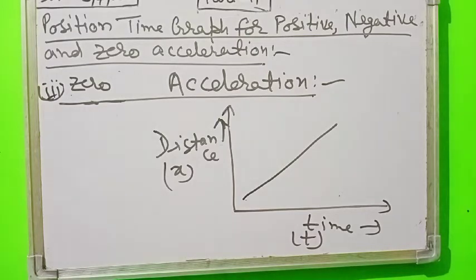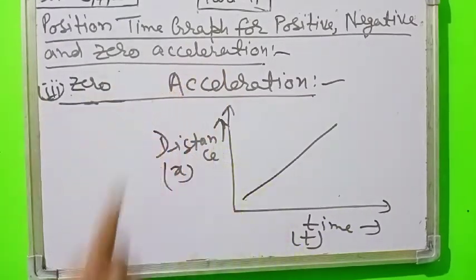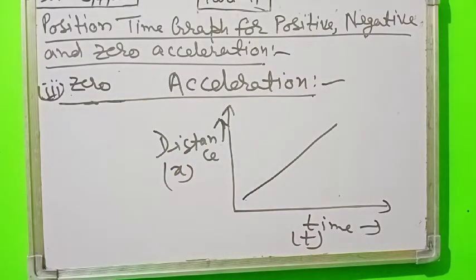Now we will discuss about velocity time graph for an accelerated motion. So here also we will discuss about zero acceleration, positive acceleration and negative acceleration. Here we had discussed about positive acceleration, negative acceleration and zero acceleration for position time graph. Now we will discuss positive acceleration, negative acceleration and zero acceleration for velocity time graph. So note down the heading.